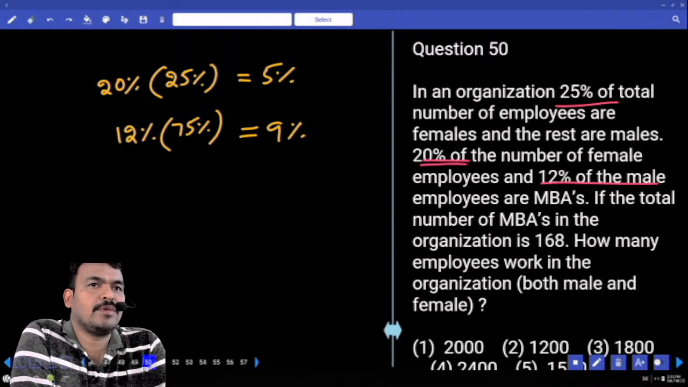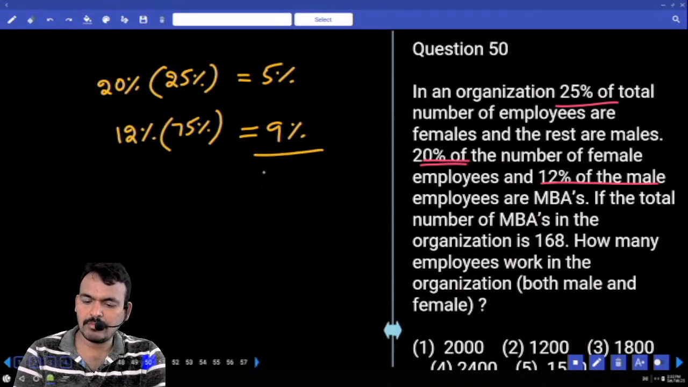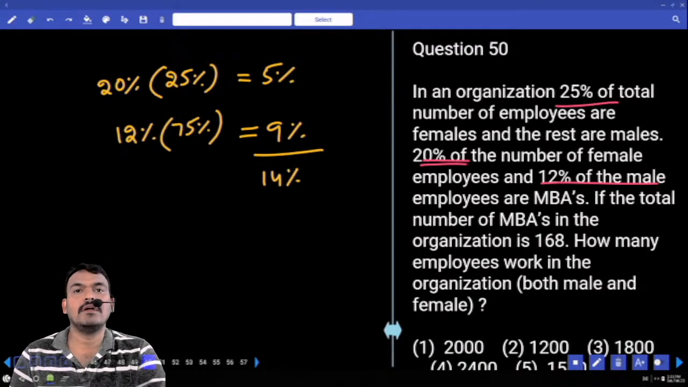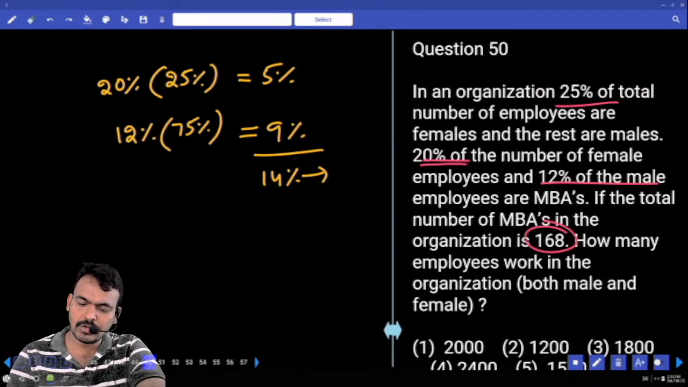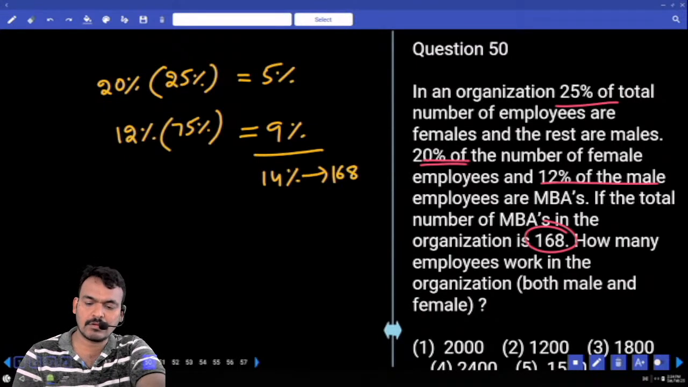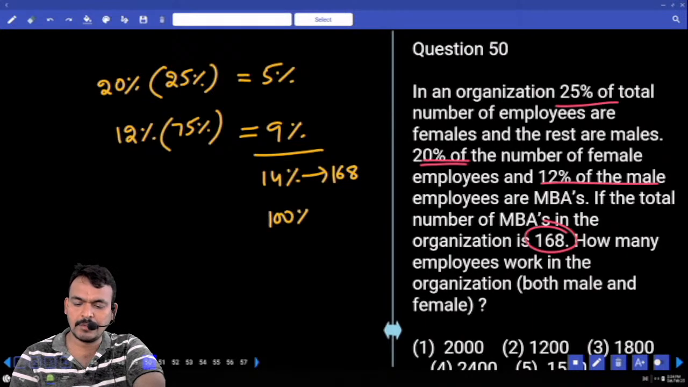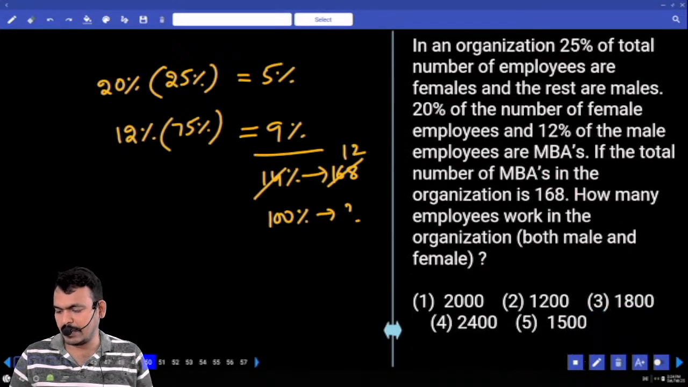9%. Actually 75 means 3 by 4. 4 how many times? 3 times. 3 3s are 9. 5 plus 9 how much? 14%. In place of 14%, how many members are given? 168. 14% are 168. But we require total employees or not? Total means how much percent? 100%. 14 almost 12 times or not? Then answer 1200 or not?